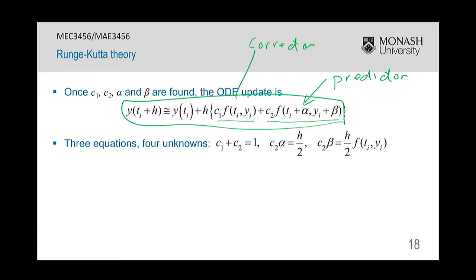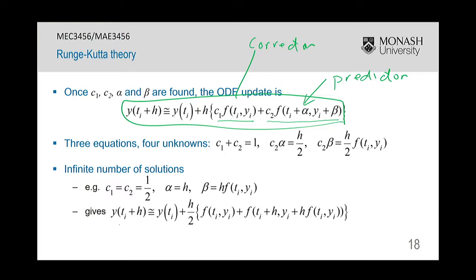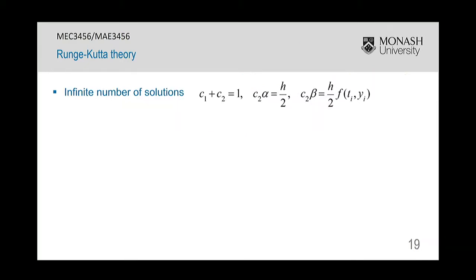However, we have three equations and four unknowns, c1, c2, alpha and beta. So there's actually an infinite number of solutions. For example, if c1 is equal to c2 equal to 1/2, that means that alpha is equal to h and beta is equal to h times f evaluated at our initial point, ti, yi, and this gives us that expression there. Well, that's exactly Heun's method, and you should prove this to yourself. That's the Heun predictor, and this entire expression is the Heun corrector step. So those are the equations we have to satisfy.